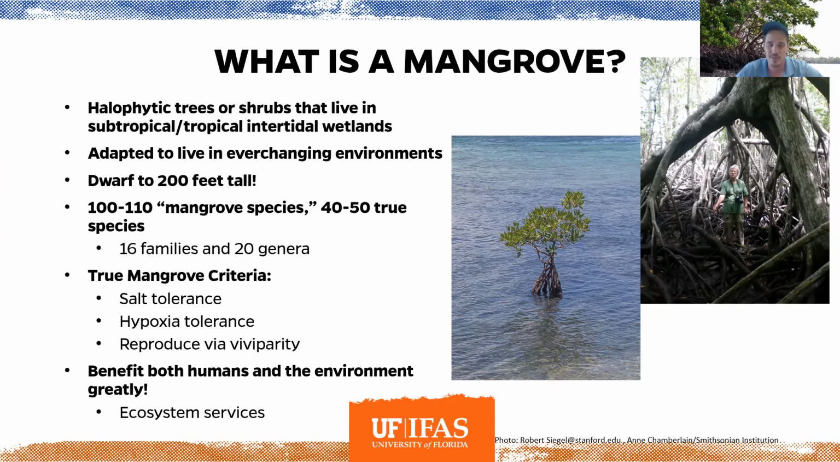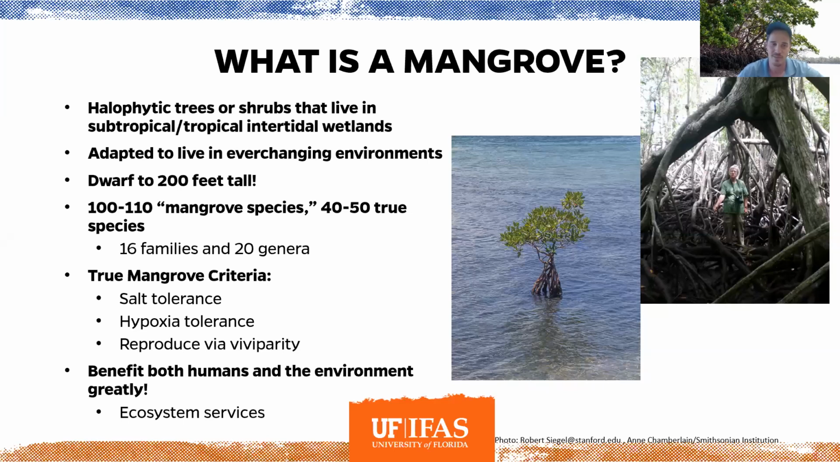But that true mangrove characteristic separating that 100 to 110 ones that are considered mangroves, with air quotes there, from the true ones, they have to have adaptations for salt tolerance, so either excluding or extruding salts. They have to have hypoxic tolerance, so be able to bring oxygen down to those roots which are getting inundated by tidal waters, and then they have to be reproduced via viviparity. So this is a live little propagule that's hanging off a tree. That's a germinated seed. So those are the characteristics of a true mangrove that separates them from other species like you might have heard of, like buttonwoods.